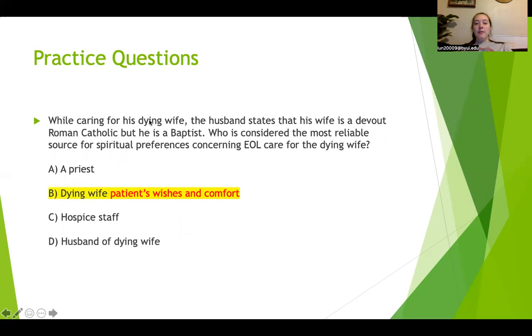Caring for dying wife. Husband states wife is devout Catholic, but he's a Baptist. Who is considered the most reliable source for spiritual preferences concerning end of life care for the dying wife? And so the answer is B, the dying wife. So patient's wishes and comfort supersede anyone else's wishes, even the husband's.